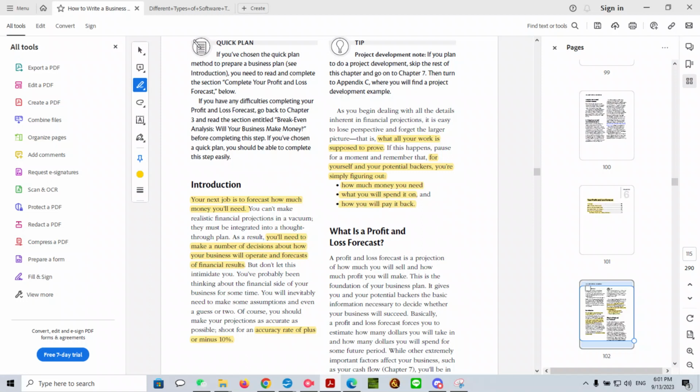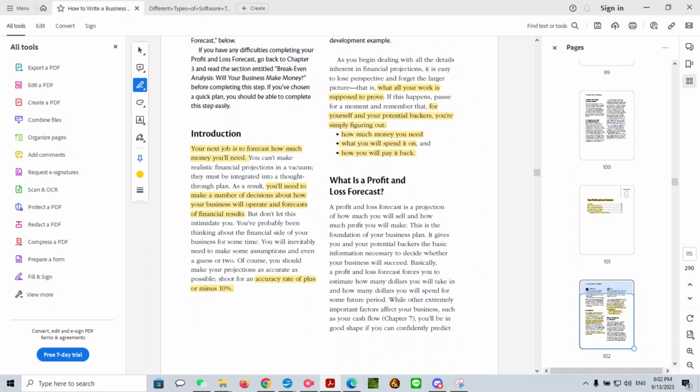How will you pay it back? I'm thinking of both at the same time. Okay. Now, if we're talking about backers in terms of loans, that is how will we pay it back?